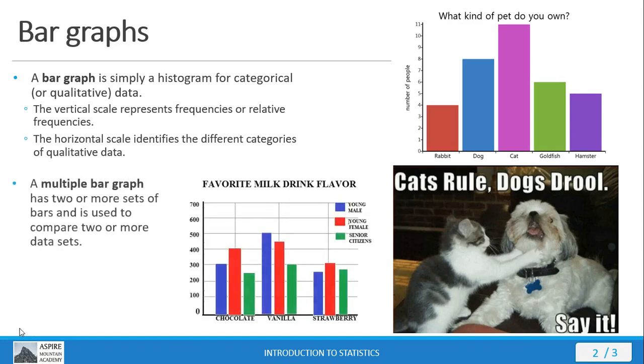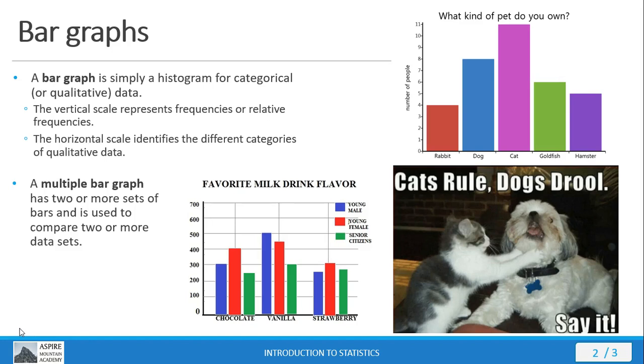Okay. Now, we can make multiple bar graphs if we put two or more graphs together that have the same categories or groupings. So here we have an example where people were asked, what's your favorite milk flavor? They are asked to distinguish between chocolate, vanilla, and strawberry. Now notice how we've got different colors representing different categories or groupings. So we've got the young males in blue, young females in red, and senior citizens in green.